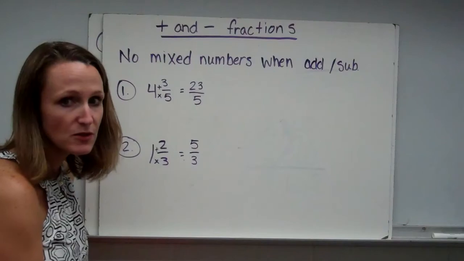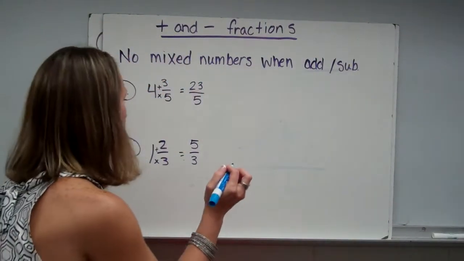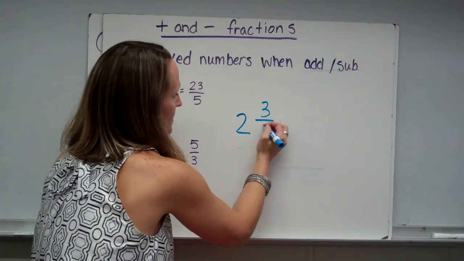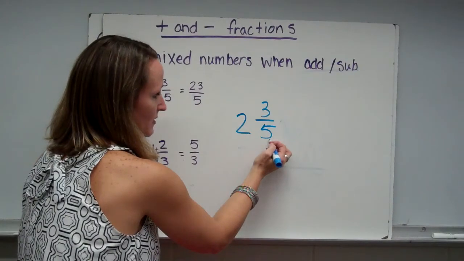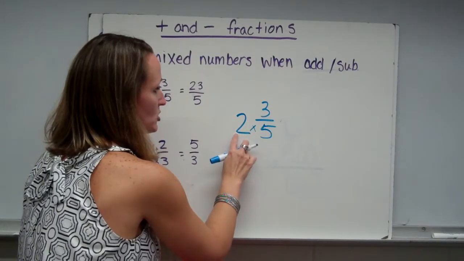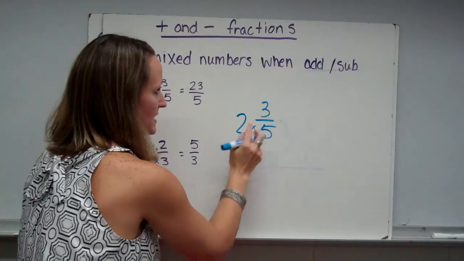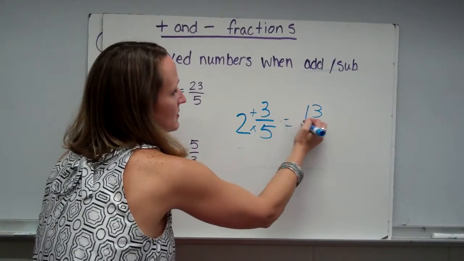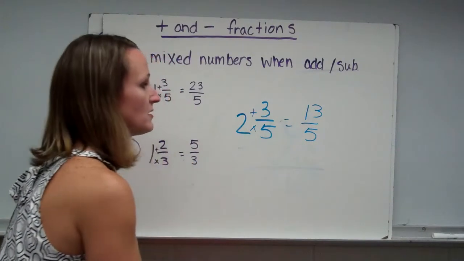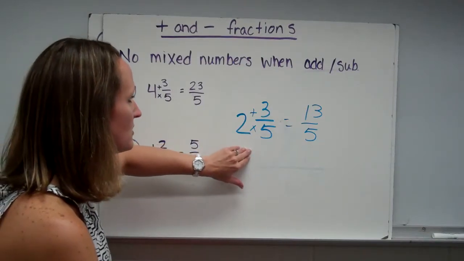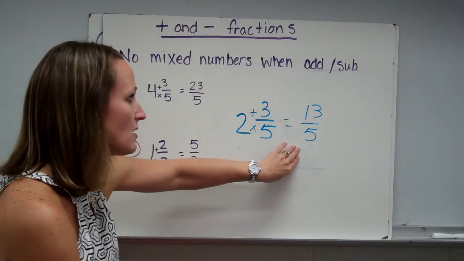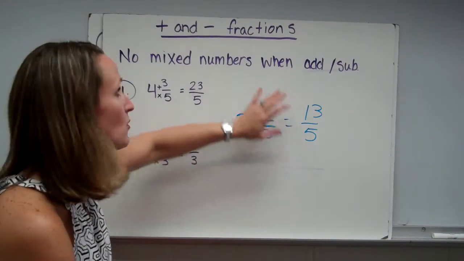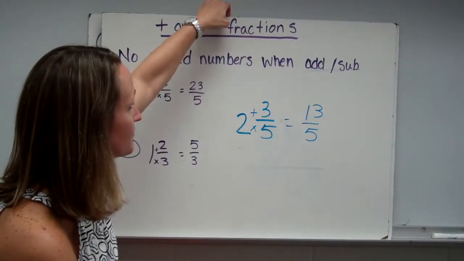There's 2 more examples of those in your notes. Please do those. If you want to look at one more, what if I had 2 and 3/5ths? Take my denominator of 5, multiply it by 2. 5 times 2 gives me 10, plus my numerator of 3, that gives me 13/5ths. That is how you convert from a mixed number to an improper fraction. We can have improper fractions when we add and subtract. We don't want improper fractions when we have our final answer.